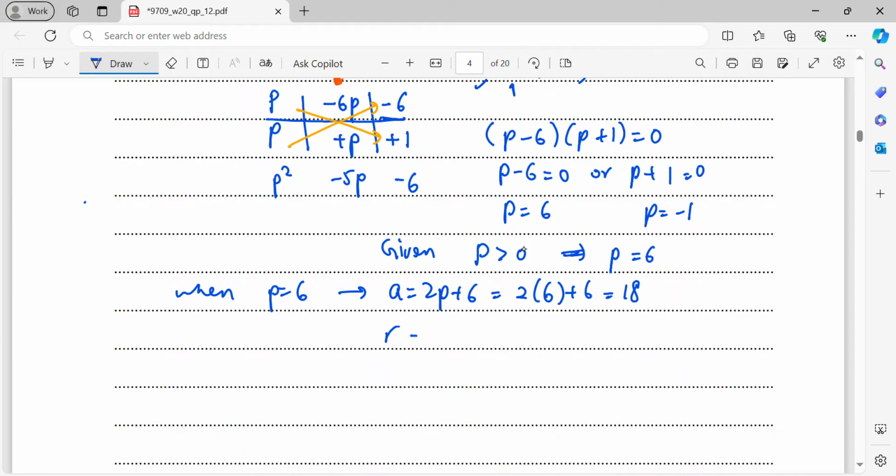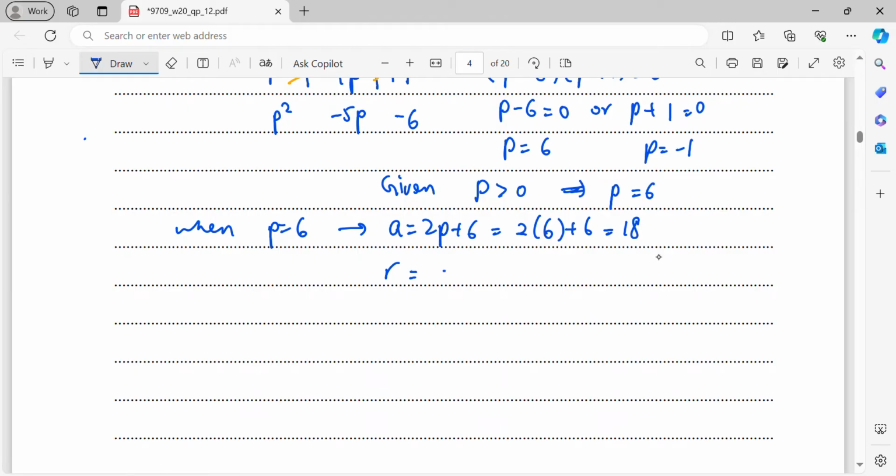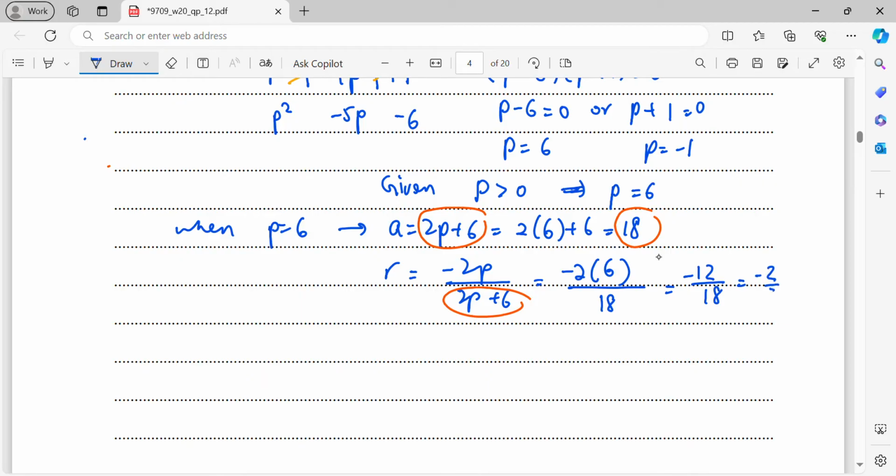Okay, then my r is going to be either you take the first one or the second one. It's up to you. So probably I will just take the first one, negative 2p over 2p plus 6. So it will be negative 2 times 6, as p is 6, over, now, for your information, this 2p plus 6 is our a. So I will just copy 18. Okay? So here, 18. That means you are getting negative 12 over 18, which is same as negative 2 over 3.